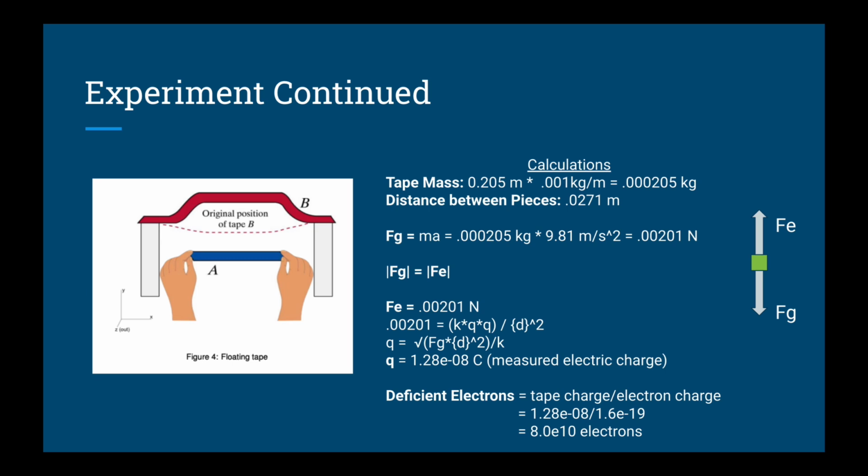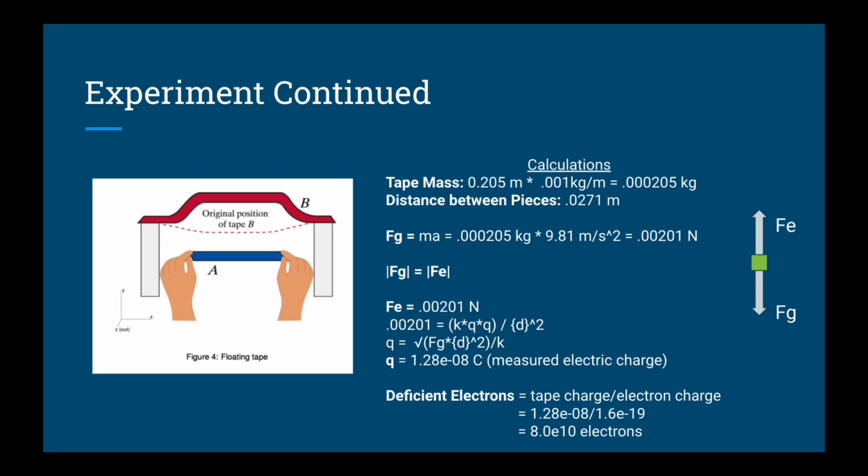Then, to calculate the force of gravity, which is equal to mass times acceleration, I determined its value to be 0.00201 newtons. Since this system is in equilibrium, the electrostatic force is equal to the force of gravity. So, the electrostatic force is also 0.00201 newtons in magnitude. And from this, we calculated the measured electric charge, which is 1.28 times 10 to the negative 8 coulombs.